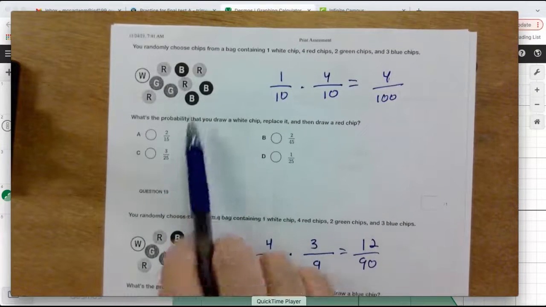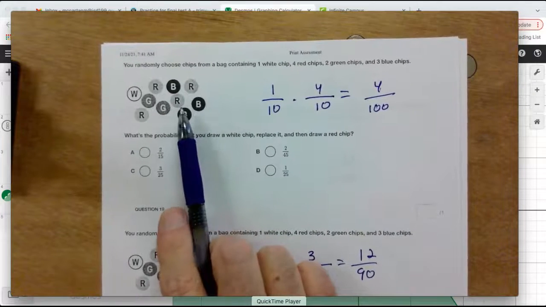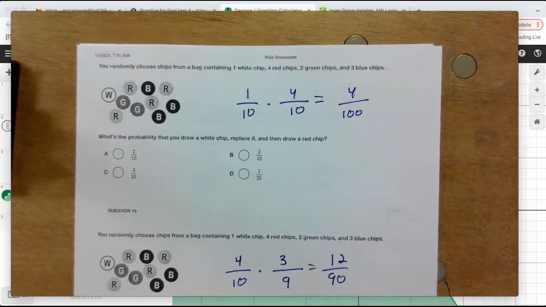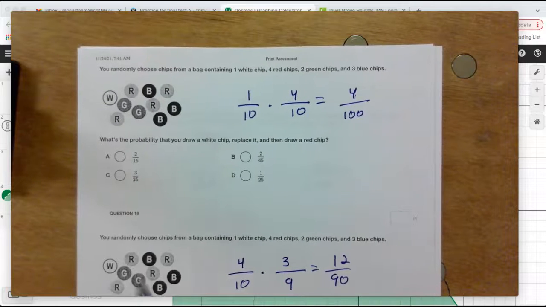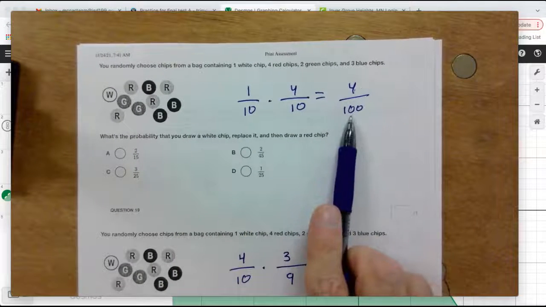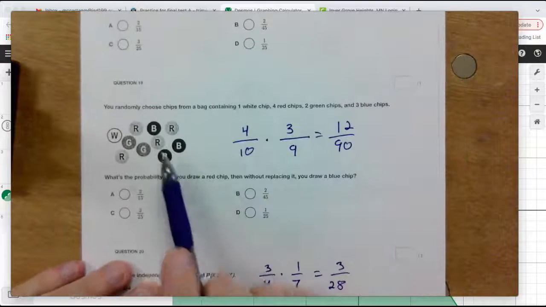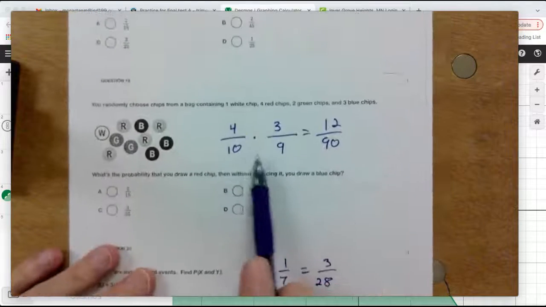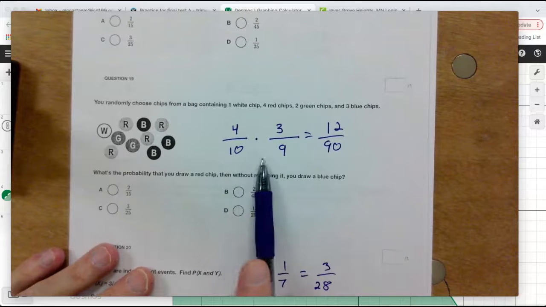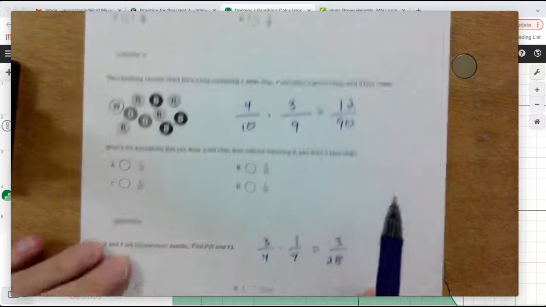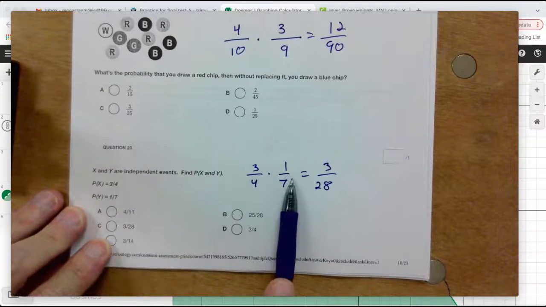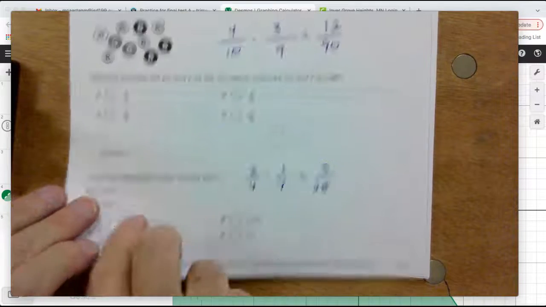All right, guys, the next one, we're making 2 selections. Guys, I'm going to have to go real quick here for the rest of these. 2 selections, 2 fractions multiplied together, simplify. This one was 10 and 10 because we put it back in. This one, we don't replace it, so it's 10 and 9. Multiply them together, simplify that fraction. Okay, 2 independent events. Again, 2 fractions, multiply the numerators and the denominators together.